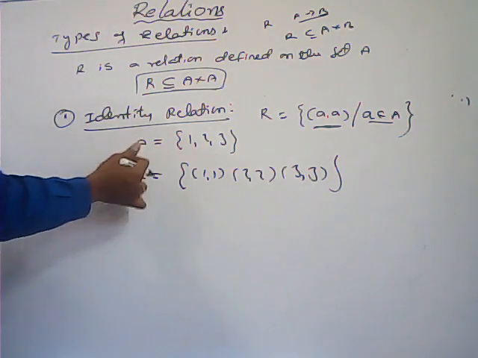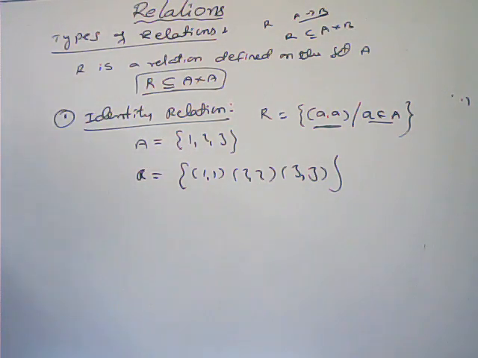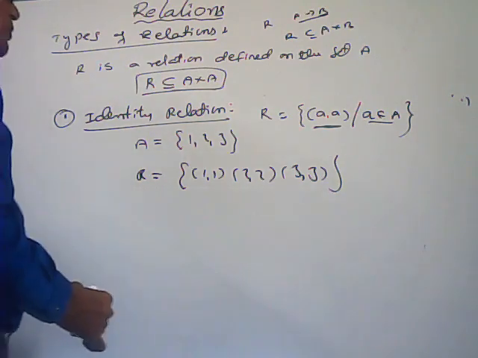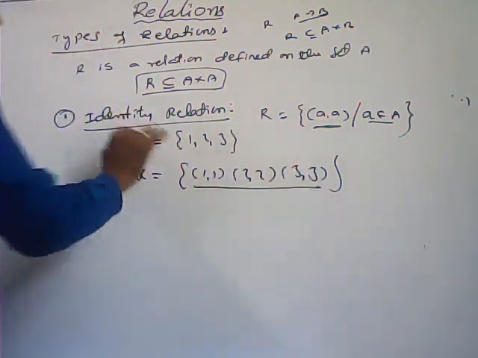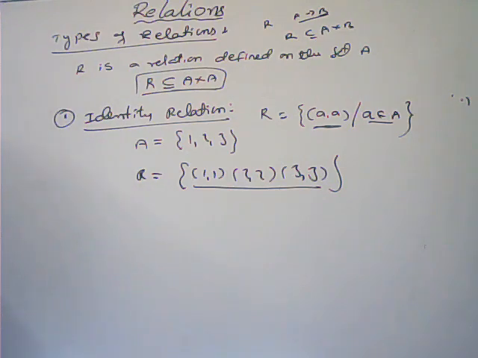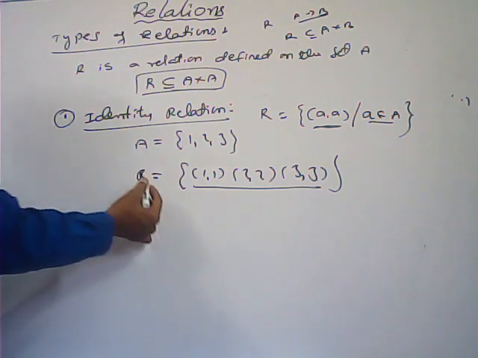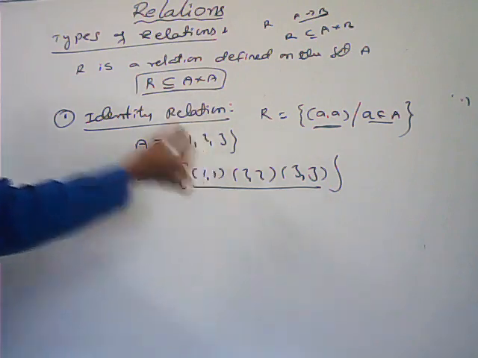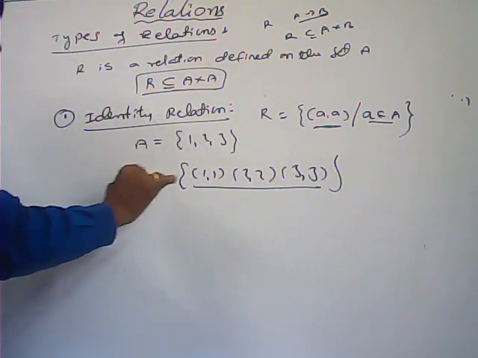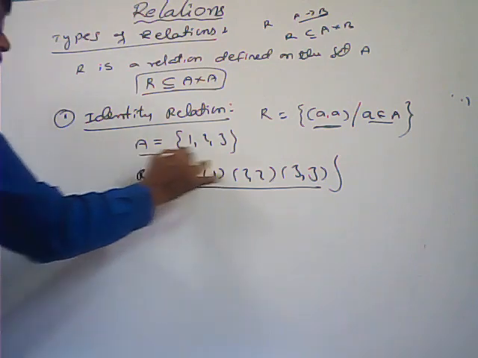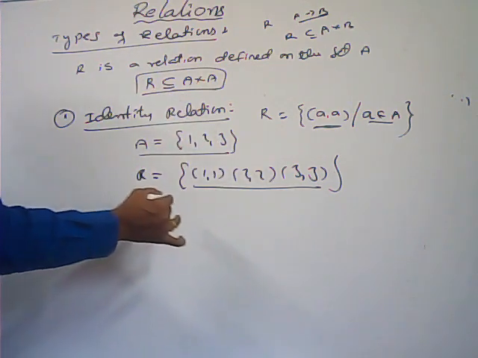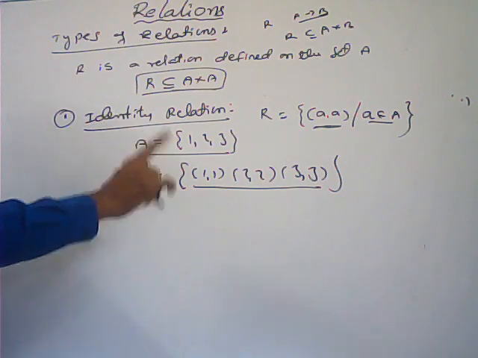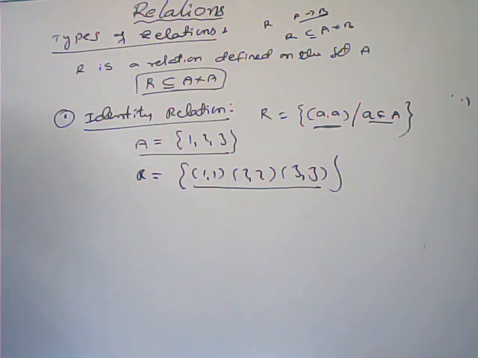1 belongs to A, 1 comma 1 belongs to R. 2 belongs to A, 2 comma 2 belongs to R, 3 belongs to A, 3 comma 3 belongs to R. It contains only identity relation. It contains only equal ordered pairs. It should not contain unequal ordered pairs. That one you have to remember. Identity relation, it should contain only equal ordered pairs. So, number of identity relations, if a set contains n elements, we can say only one. That is only one, all the equal ordered pairs only.